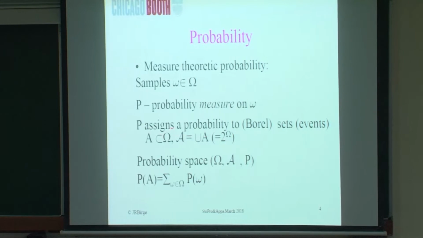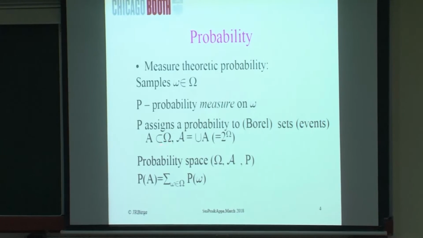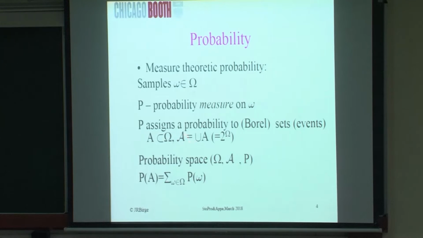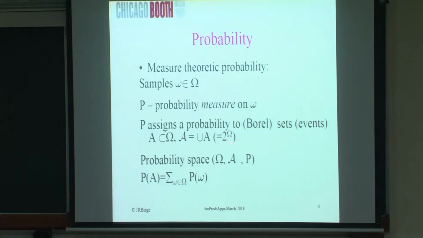Now, if omega only has a finite number of elements, you could think of all the possible subsets as being such that every element of the space, every element of the set of all possible outcomes, is either in the set or not. So if you think that it could be either in the set or not, then the number of things you can get out of that is something like 2 to the number of elements in the space.